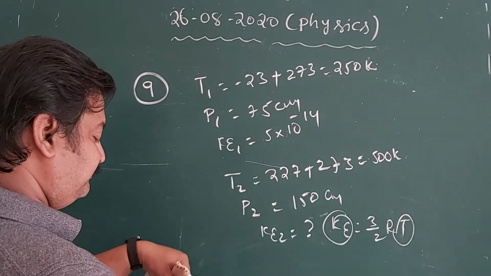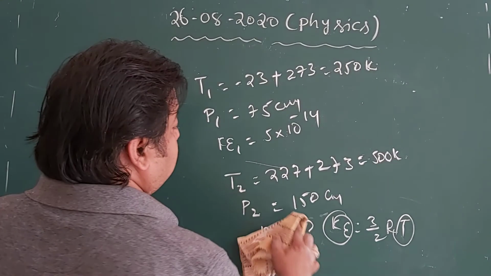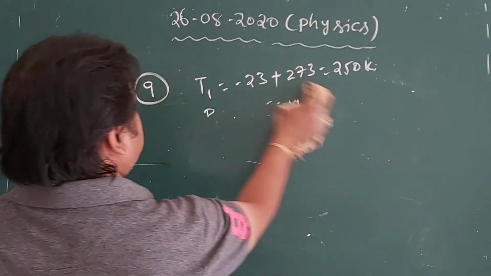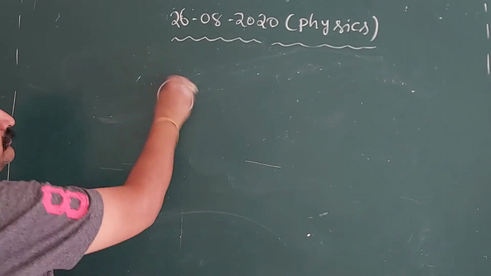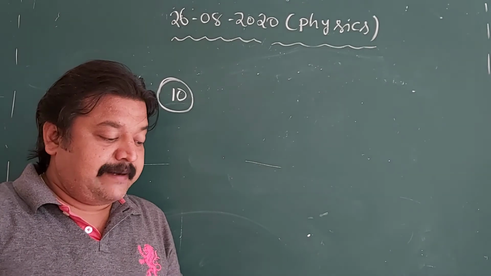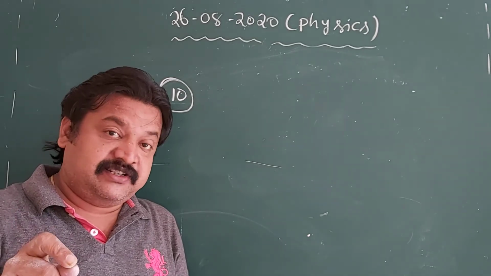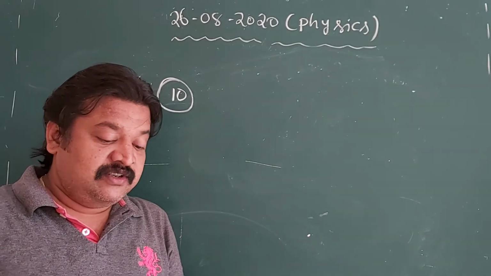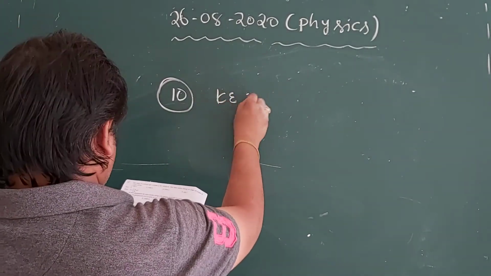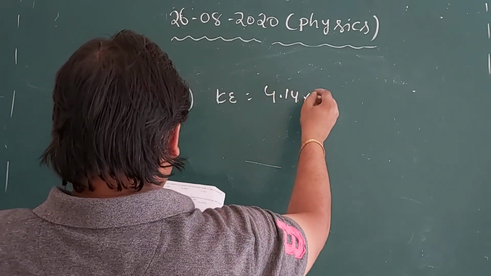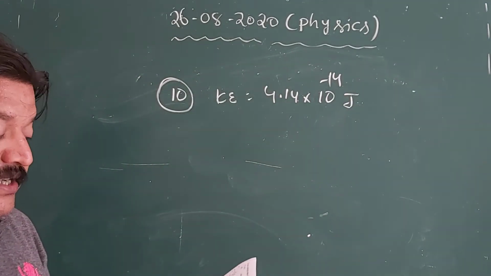Tenth question. The temperature at which protons in a proton gas would have enough energy to overcome a Coulomb barrier of 4.14 into 10 power minus 14. The energy is given, 4.14 into 10 power minus 14 joule. Then you need to find at what temperature this will happen.